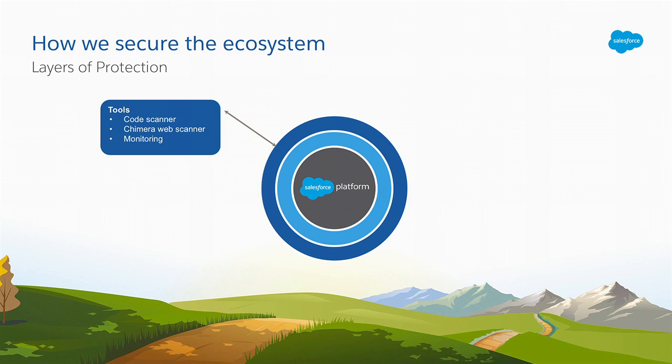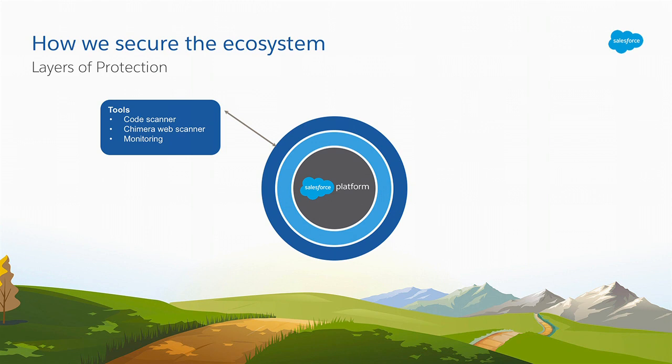We have our tools. So we have our Salesforce Force.com code scanner, we have our Chimera scanner, and we have ongoing monitoring. Our code scanner will take all the Apex, Visualforce, and Lightning in your org and scan it for you. It'll also do this for managed packages. In fact, if you've ever submitted for the AppExchange security review before, you've had to give us the output of one of our code scanners.